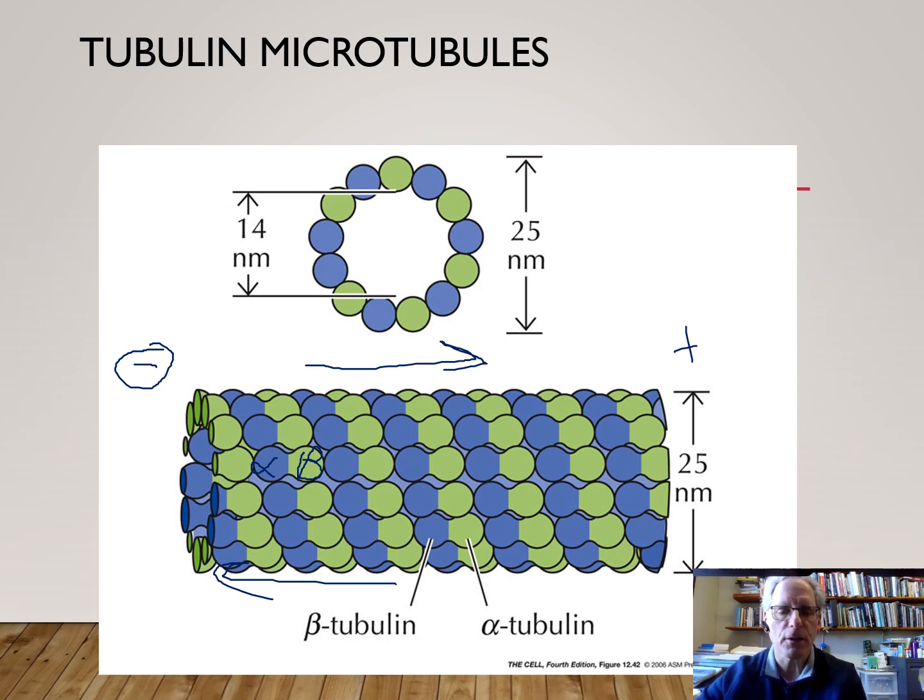There are minus end microtubule motors. Dynein is a very important one. And then other microtubule motors, for example, kinesin, will bind and carry things to the plus end of the microtubule.